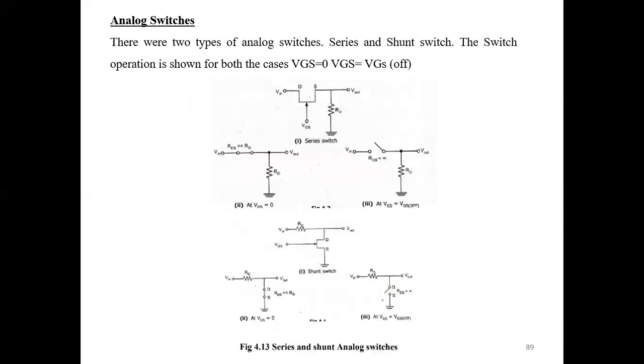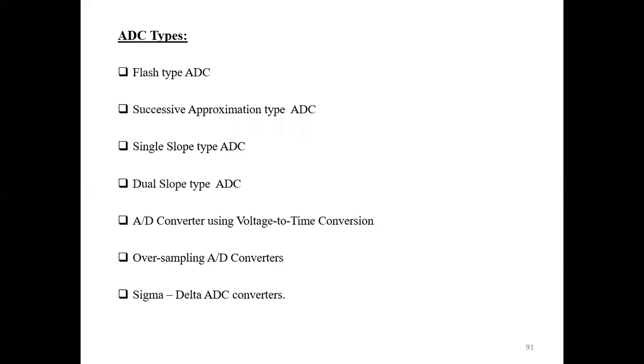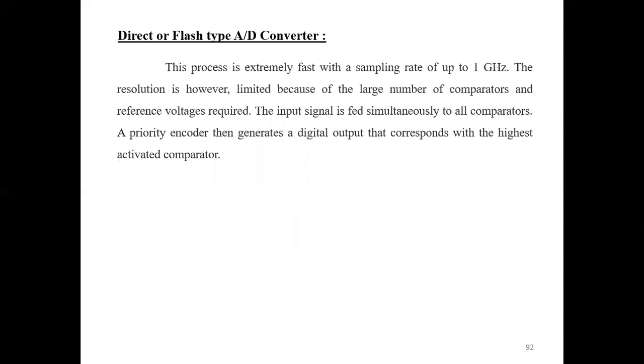There are two types of analog switches: series and shunt switch. The switch operations are based on basic diode operations. Let's see the analog to digital converter types: flash type, successive approximation type, single slope and dual slope, then ADC using voltage to time conversion, oversampling A to D conversion, then sigma delta A to D. First we will see the direct or flash type ADC.